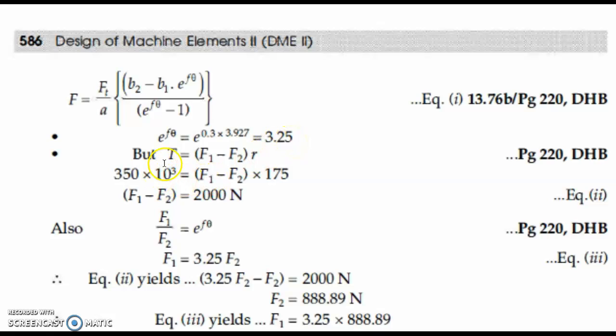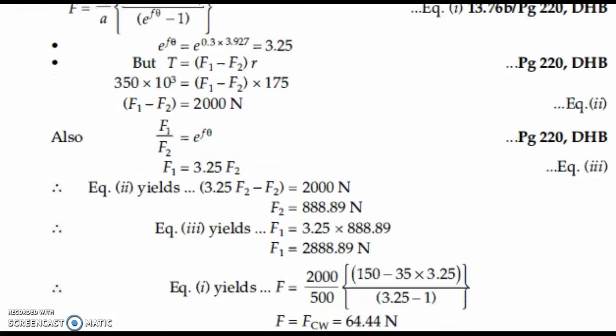Now the value of T is given, that is 350 into 10 raised to 3. Now if we substitute for the torque equation, that is T is equal to F1 minus F2 into R, then we will get the equation in terms of F1 and F2. F1 minus F2 is equal to 2000 Newton. Now F1 by F2 is equal to e raised to mu theta, that we already calculated. Then we can convert F1 in terms of F2, that will become 3.25 F2. Now we can substitute these values in the previous equation, then we can find the value of F1 and F2.